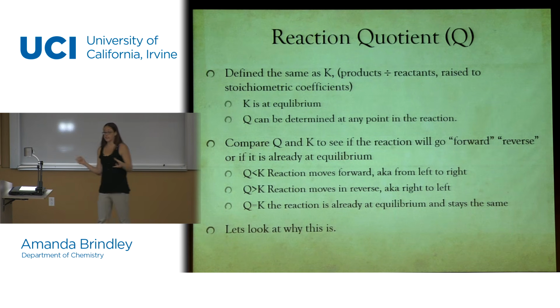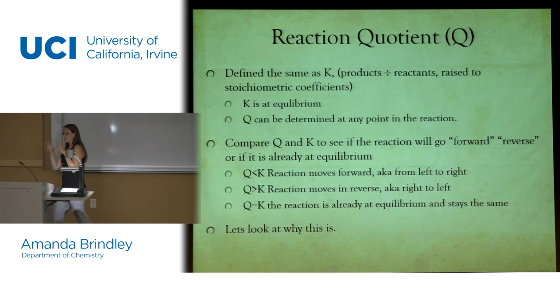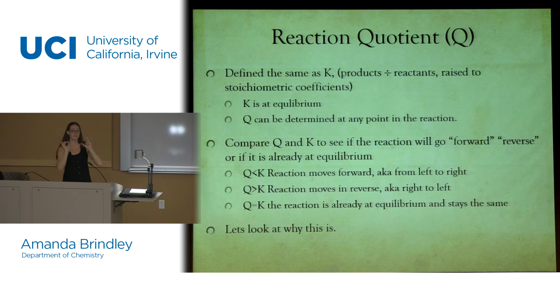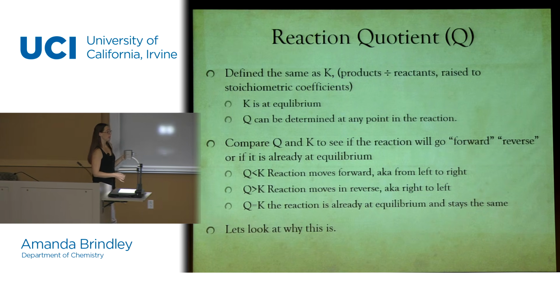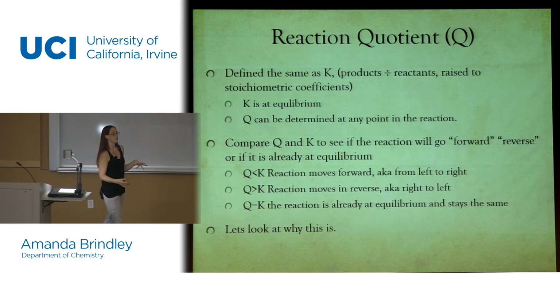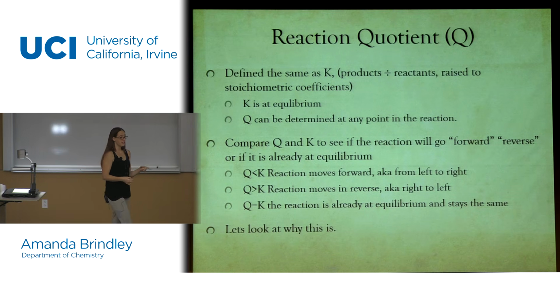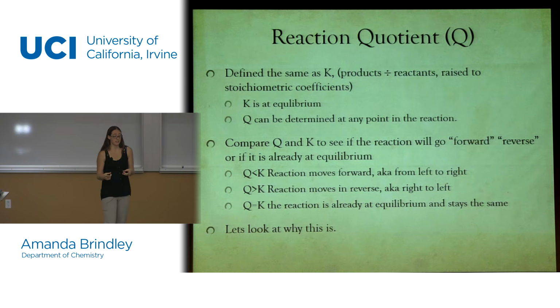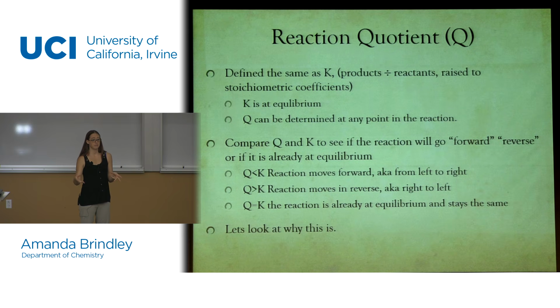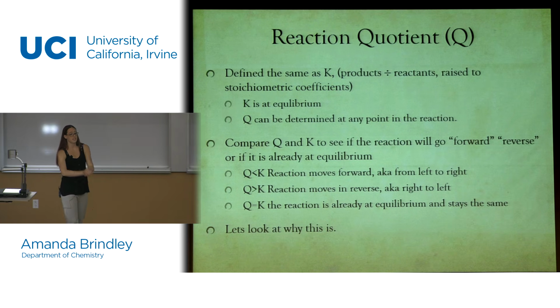Q, on the other hand, is anywhere. Q is the conditions that it is at this moment in time. So it changes constantly. If you measure it at second 1, it changes again at second 2, and it'll change and change and change until it reaches equilibrium. And then Q is equal to K, and it just stays at K.